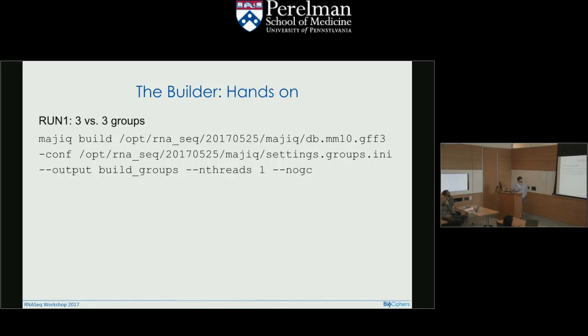Just to go over the components, we're going to call MAJIQ as an executable. We're going to tell MAJIQ we're building, so detecting, defining our LSVs. The first thing, we're pointing the builder to the path to the annotation database. This database contains 20 genes of interest, so we're restricting analysis to those 20 genes. This is the path to that file. We're telling the builder where the configuration file is. That's also located on the cluster here. We're telling the builder where the output should go. We're suggesting you call it build groups. It'll make a directory in your home directory and put the output there.